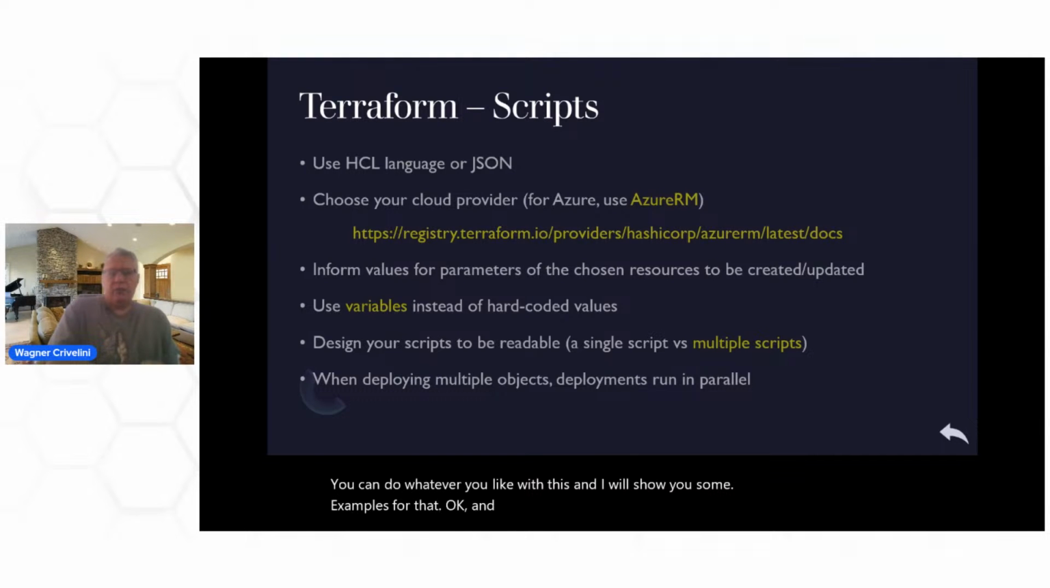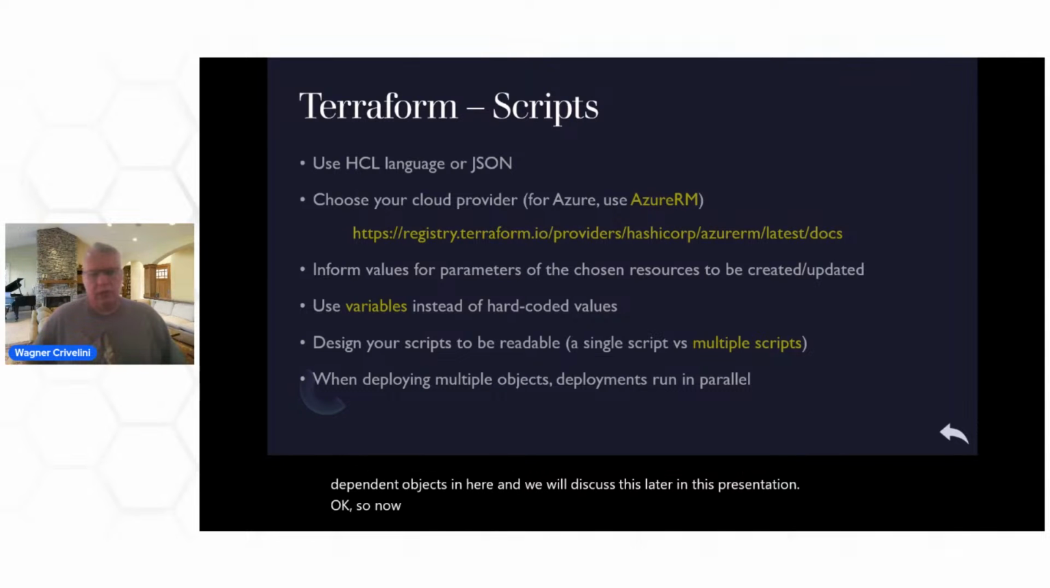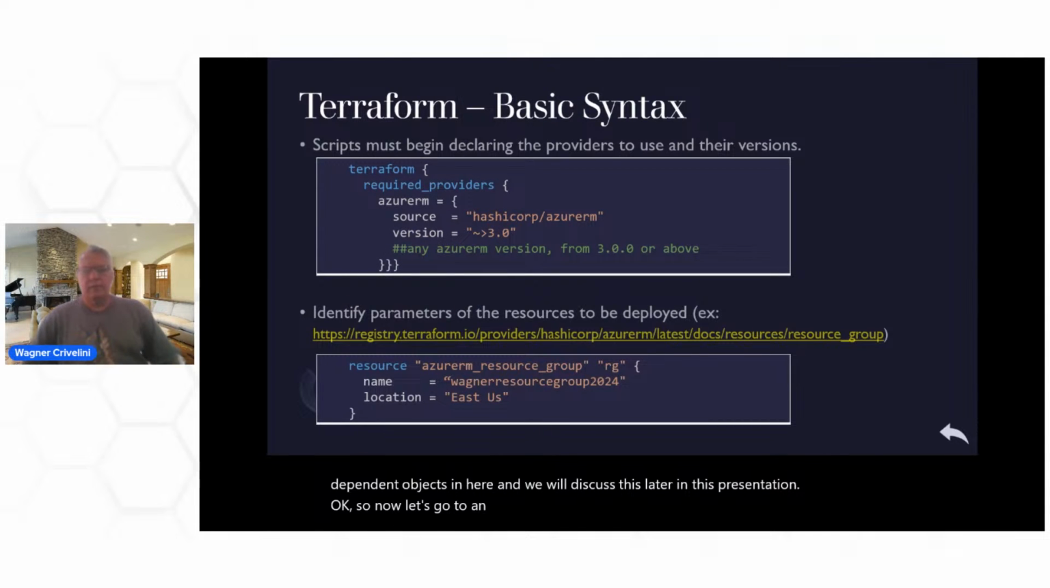And when you're deploying multiple objects, multiple resources, keep in mind that those deployments will run in parallel. This is awesome to shorten the length of the deployment process, but there are some complications when you have dependent objects in here, and we'll discuss this later in this presentation. Okay, so now let's go to an example of those Terraform scripts.